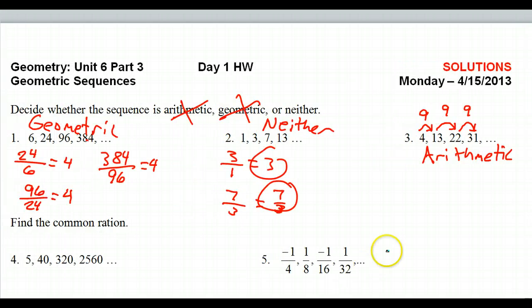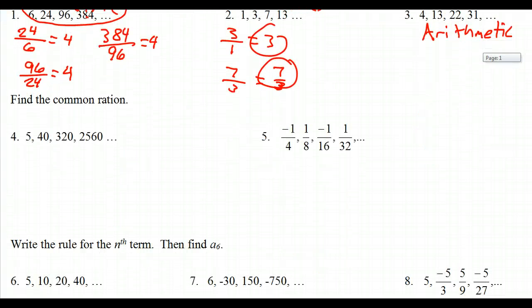Okay, so if there's a constant difference where you're adding or subtracting each time, that is arithmetic. If there's this common ratio where if you divide each term, you get the same value, that's geometric. So it's the geometric kind that we're going to focus on today.